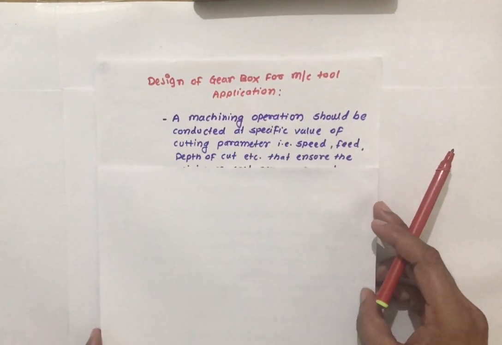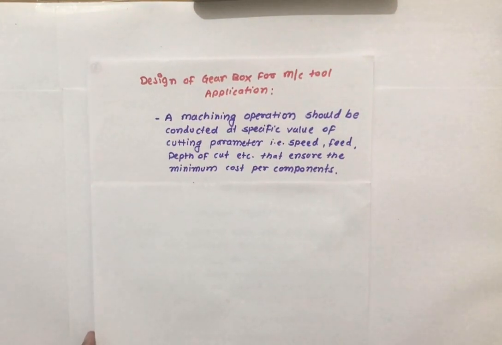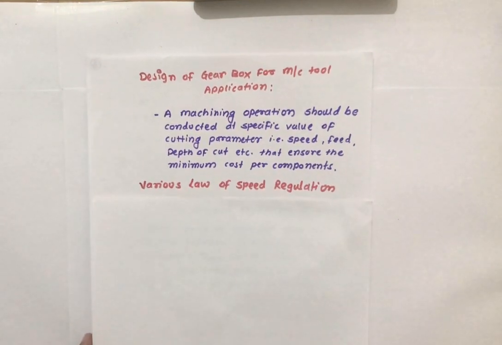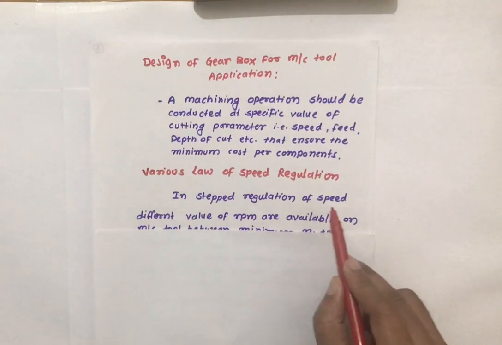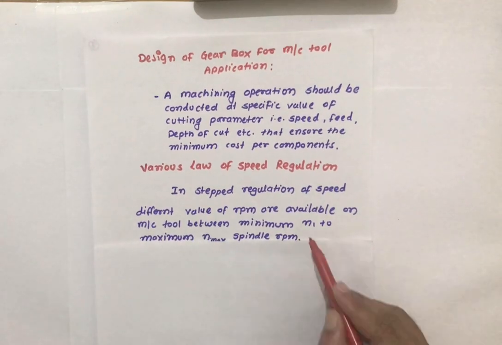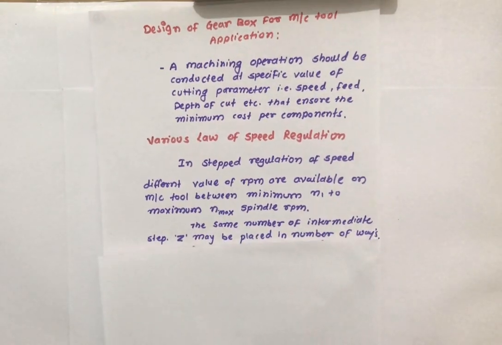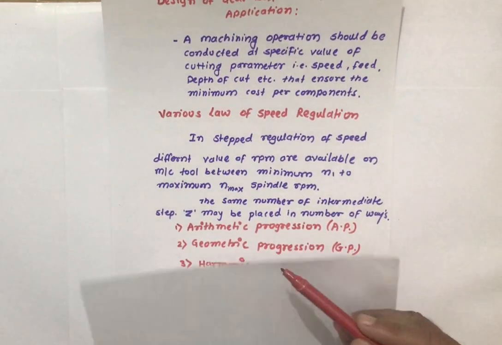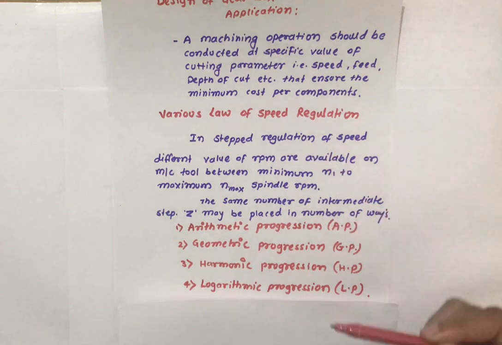The machining operation should be conducted at a specific value of cutting parameters, that is speed, feed, depth of cut, etc., that ensure the minimum cost per component. Now, various laws of speed regulation. In step regulation of speed, different values of RPM are available on the machine tool between minimum speed N1 and maximum speed N max. To achieve the different speeds, there are different laws: arithmetic progression, geometric progression, harmonic progression and logarithmic progression. These are the four basic laws.